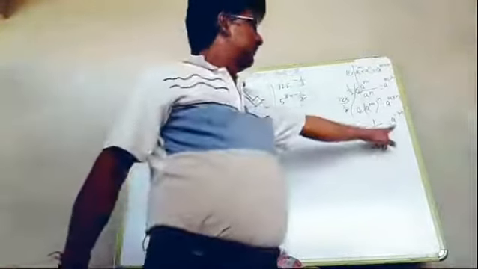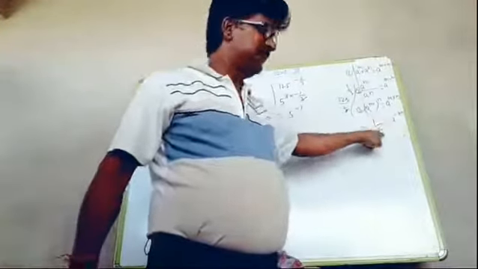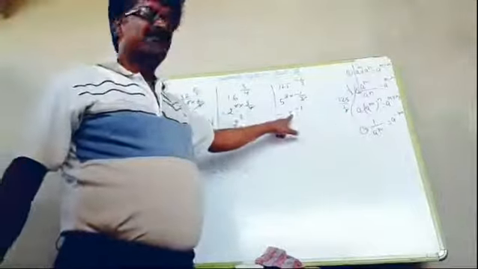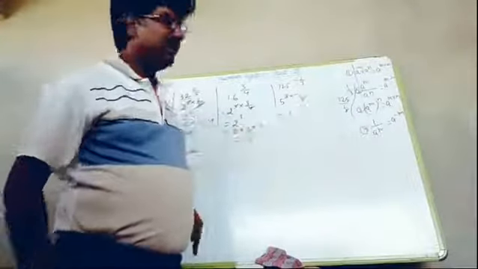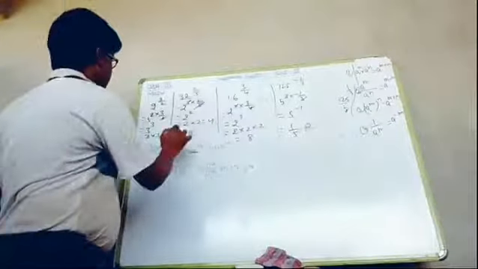And see, there is the fourth law. A is raised to power minus m is equal to 1 by a is raised to power m. So it can be written 5 is raised to power minus 1 is equal to 1 by 5. Okay, so this way this question can be solved.